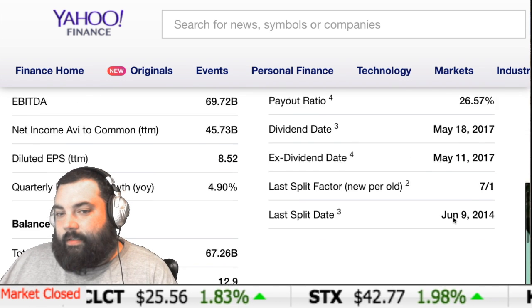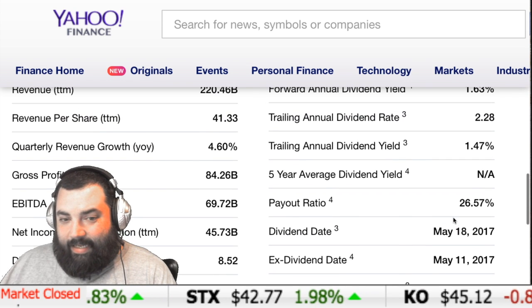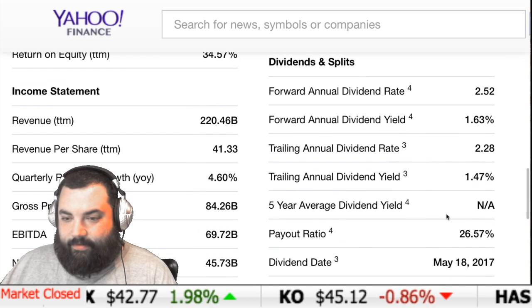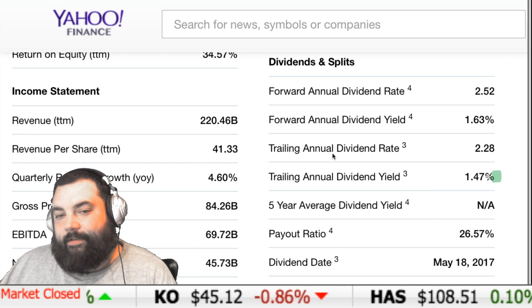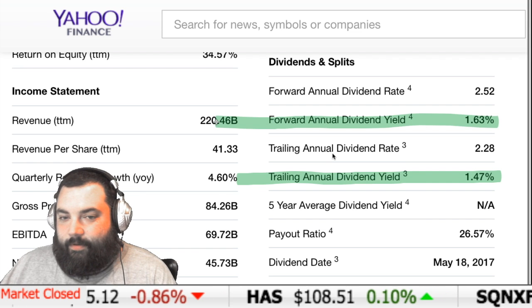So one more statistic I want to look at here, and that is the dividend yield. Okay, so dividend yield, you can have your trailing or your forward, what they have.